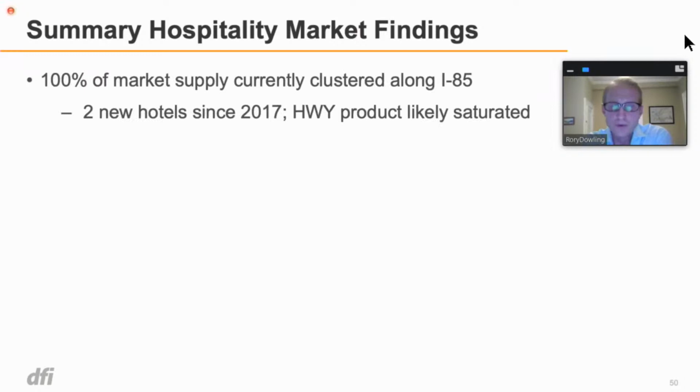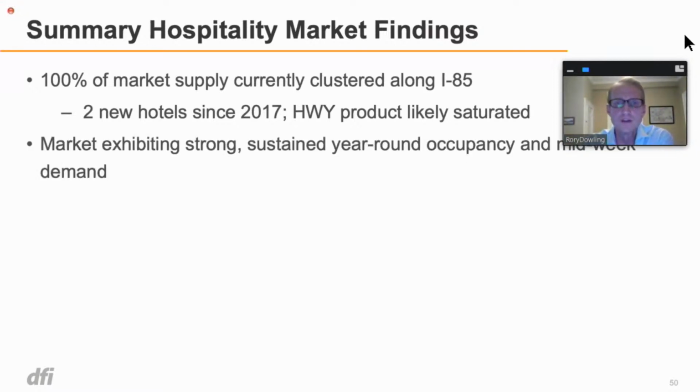So in conclusion, with the hospitality market, we currently see 100% of the market clustered along I-85. We think that area is pretty well saturated. We know there were discussions about a new product coming online near there as well. So from a purely hotel standpoint, clustered around the highway, we think the market is pretty saturated.